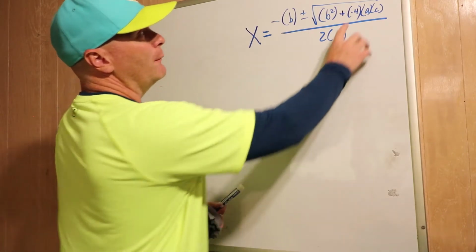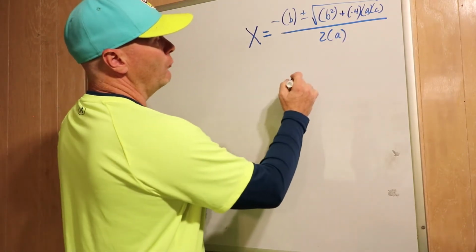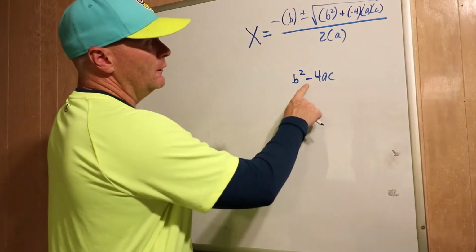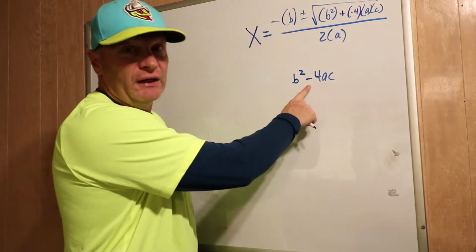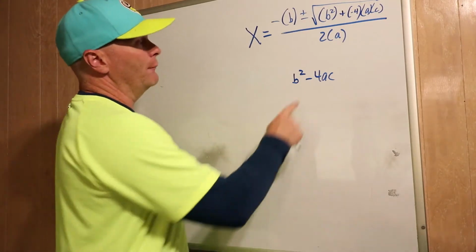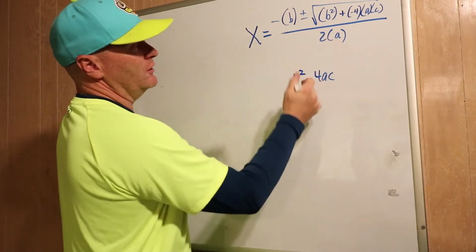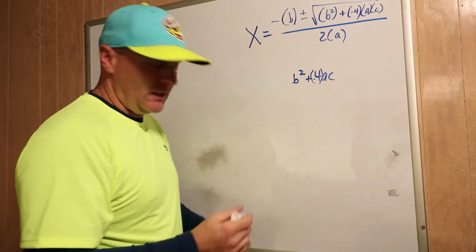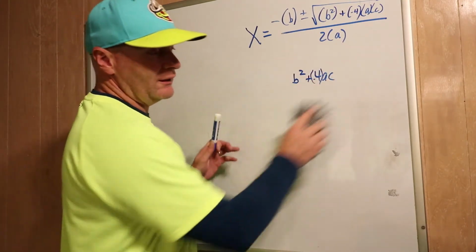The other really common mistake I saw is that before, when we had b squared minus 4ac, we're forgetting this negative sign, and that's a super common mistake. So I think by changing this to plus negative 4, maybe that's going to help, okay? So don't lose that negative sign.